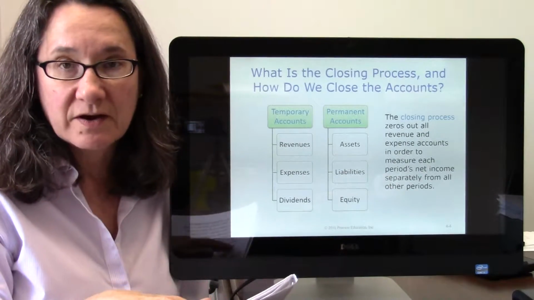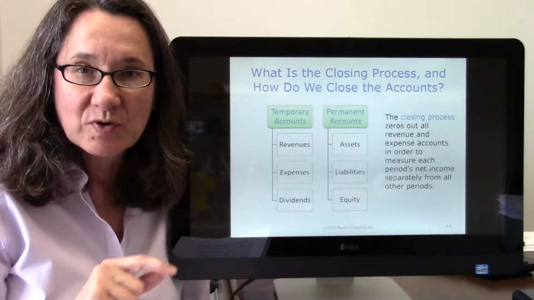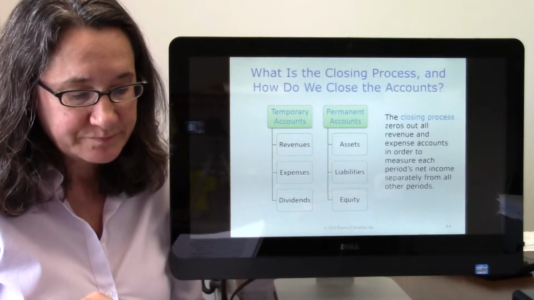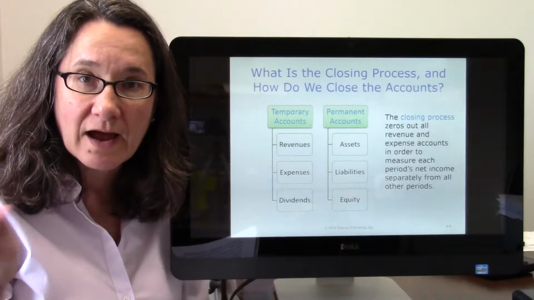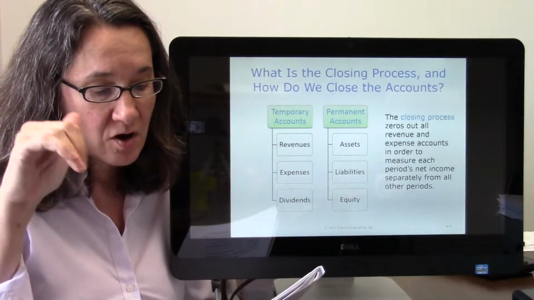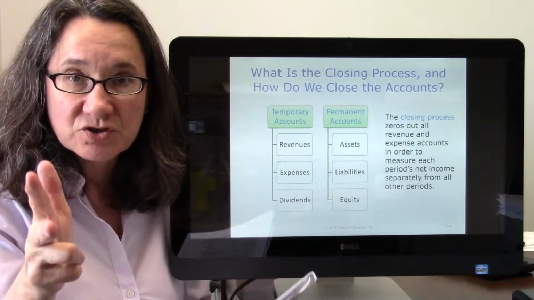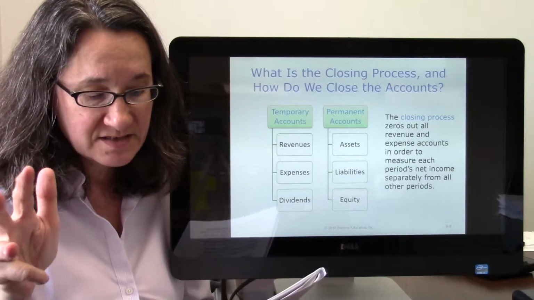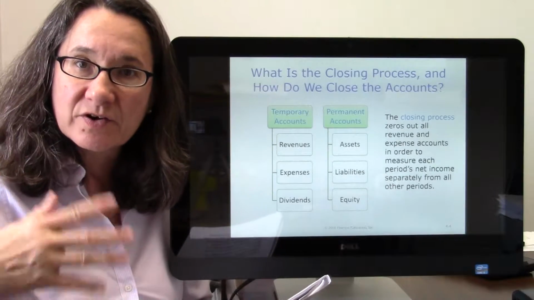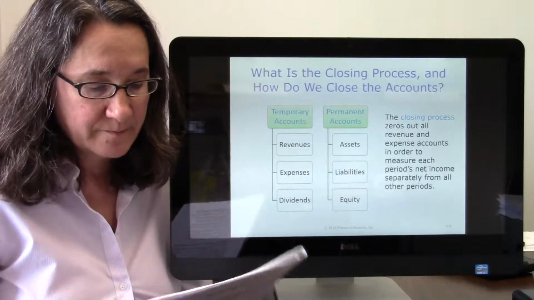So we have a new account here, income summary. That's an important part of closing, so we'll get to that in a minute. So the accounts you close out and zero out are your revenues, your expenses, the special new income summary account, and dividends. Zero them out, that way they start accumulating again for the next period.